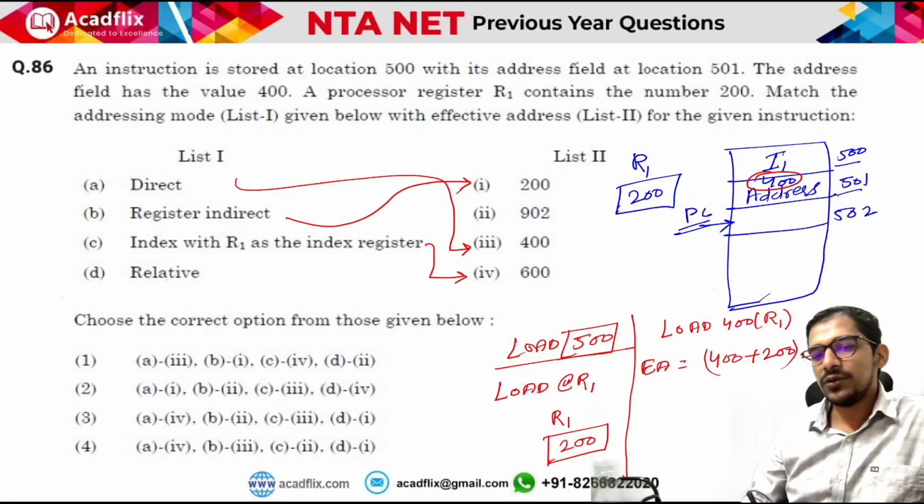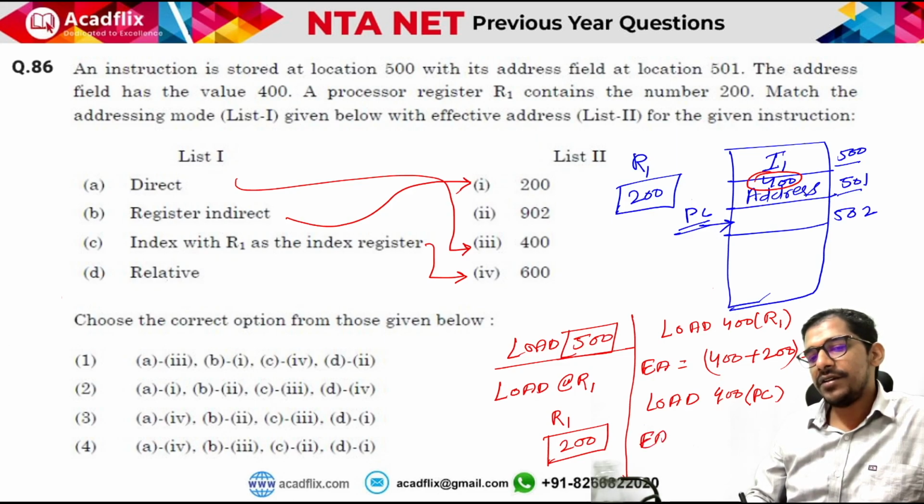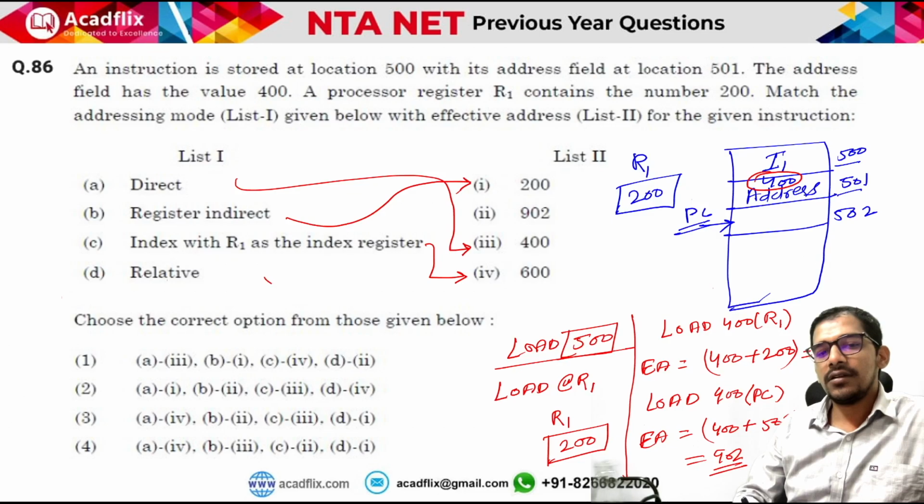Then relative addressing mode. In relative addressing mode, we use the program counter. Relative addressing mode is similar to indexed addressing mode. The difference is that in this case we will not use the register R1, we will use the program counter as the index register. So the effective address will be the address part of the instruction plus the program counter value. The program counter value is 502, which means the effective address will be 902. That is 2, right?